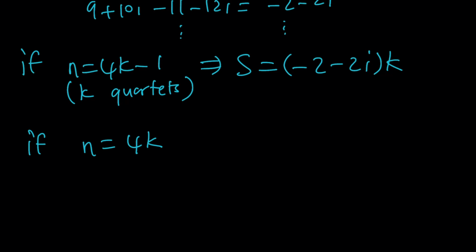What happens if n is equal to 4k? In other words, we have k quartets plus 1 term. Make sense? So in this case, your sum is going to be very similar because obviously you're going to have the terms, or the sum from the k quartets, plus the next one. And notice that when your last term is something like 4i to the third, the one that follows is going to be 5i to the fourth, which is 5.